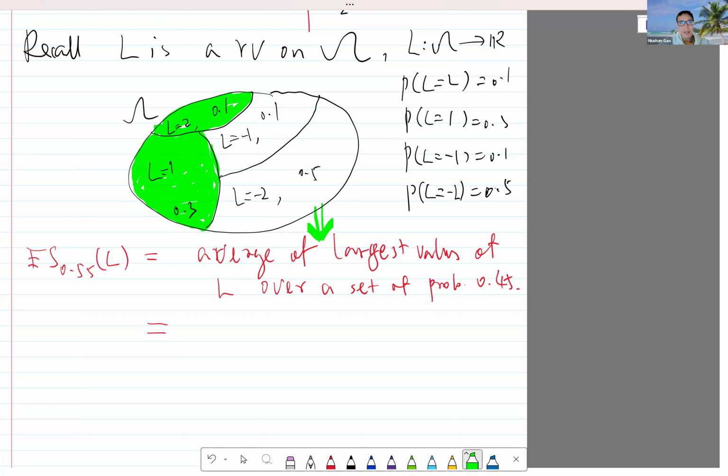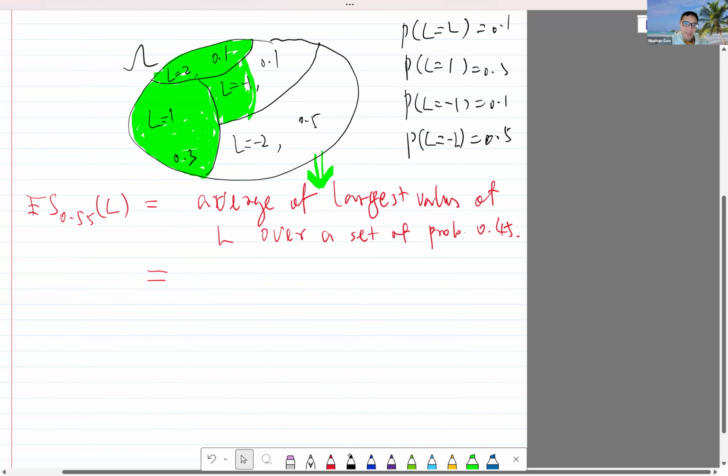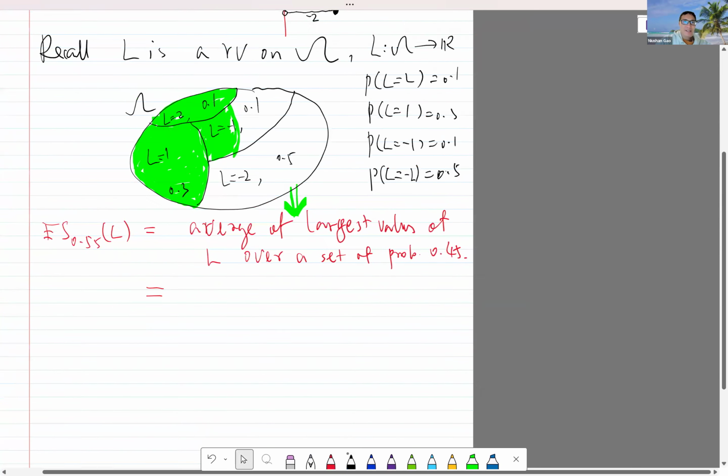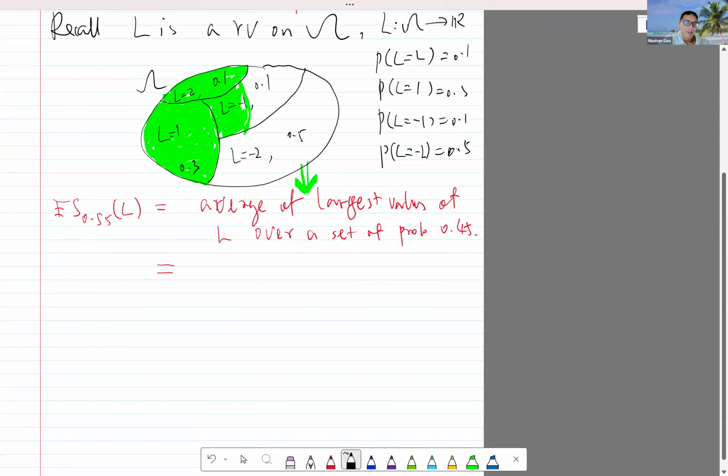So far you have accumulated 0.4. The next largest value is -1, right? The total probability 0.1 is too much for me, so I take a part of it. I don't take the entire piece. How much do I take? 0.05. If I do this, life is easier. Let me show you.